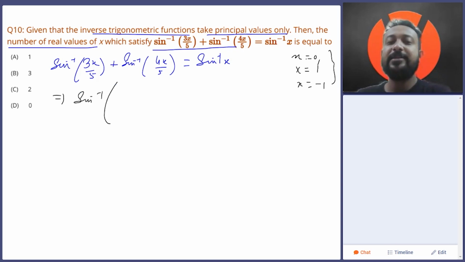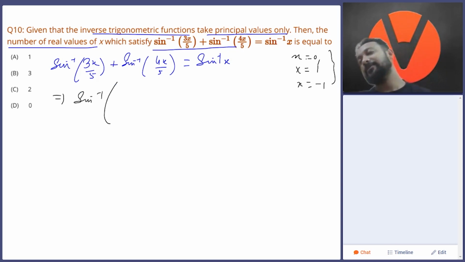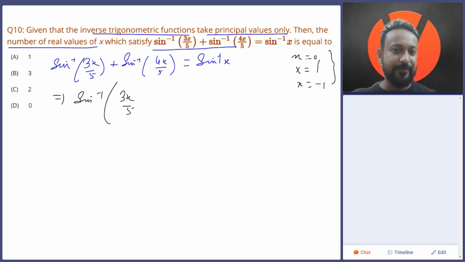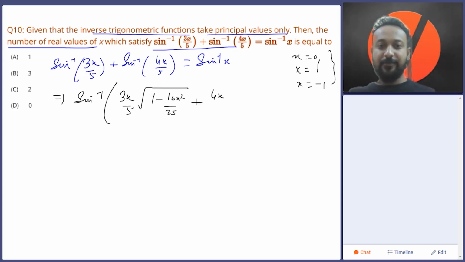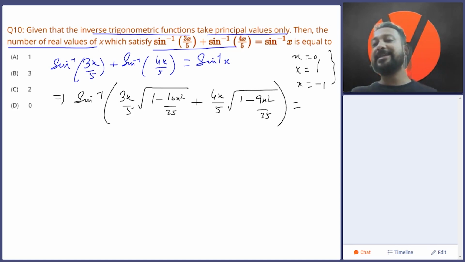So sine inverse a plus sine inverse b, we'll be using, that is equal to sine inverse of a under root 1 minus b square plus b under root 1 minus a square. So a is 3x by 5 into under root 1 minus how much? 1 minus b square will be 16x square by 25, correct? Plus 4x by 5 under root 1 minus a square, that is 9x square by 25. So I think you can see very clearly the right hand side is sine inverse x, and it's a 1-1 function as well as an increasing function.